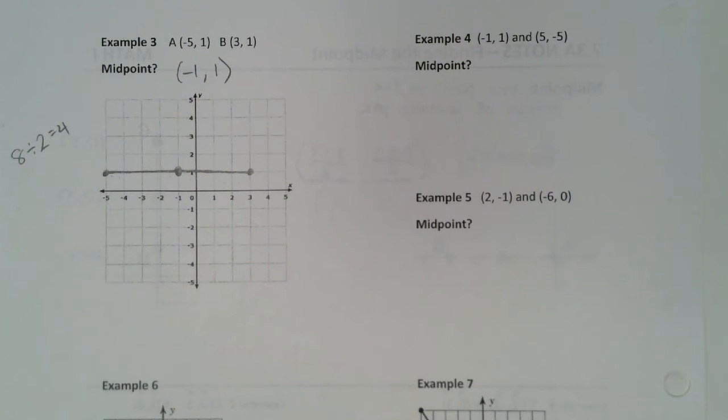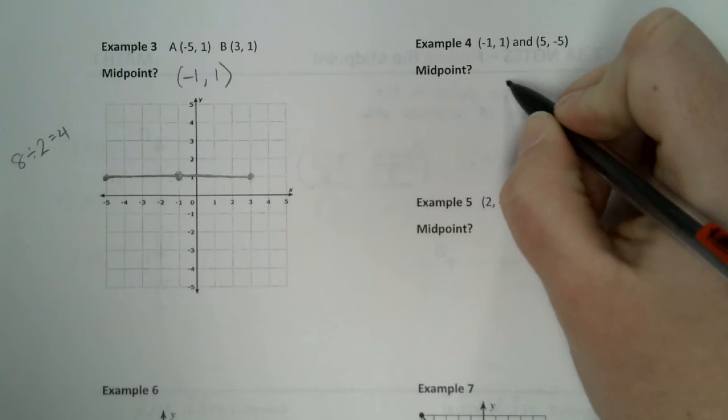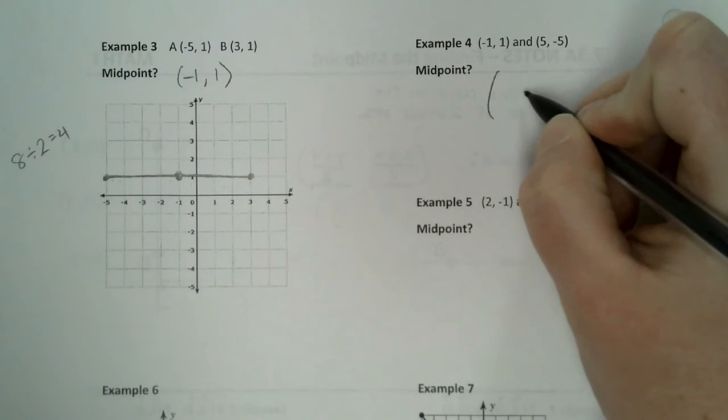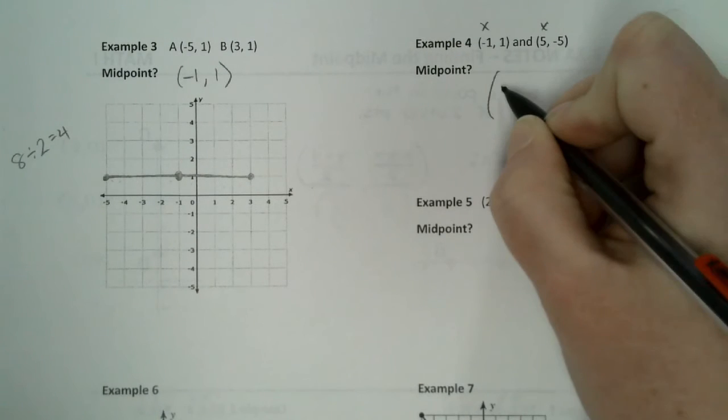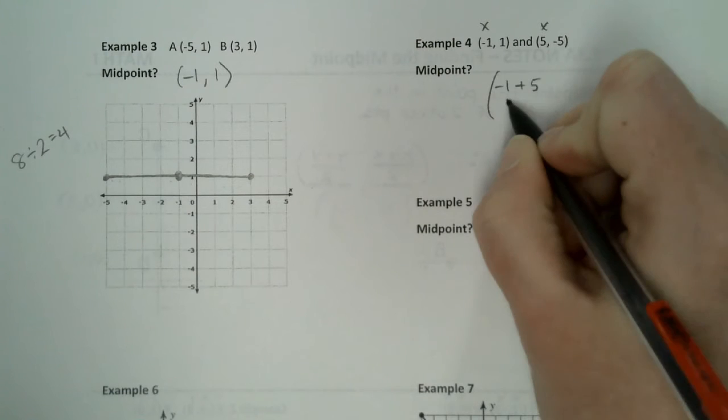Now, I want you to know this. You might think, oh, no graph, this is going to be hard. To me, it's actually easier because I don't have to worry about plotting anything. I just go straight to my formula. Okay, so check this out. Formula stays the same. You're always going to add your x's together, which in this case would be negative 1 plus 5, and then you're going to divide by 2.